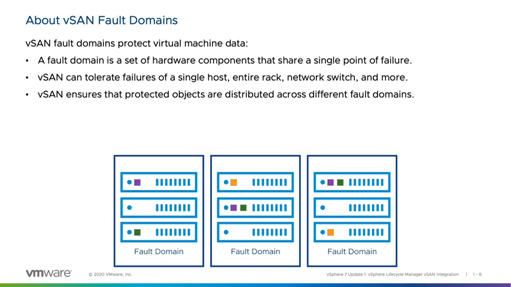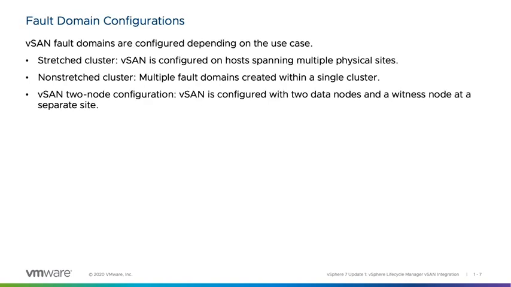vSAN fault domains can be configured in a variety of ways. We can have a stretched cluster where vSAN is configured on hosts spanning multiple physical sites. We can have fault domains created within a single cluster in a single physical site. And we can do a vSAN 2-node configuration where vSAN is configured with 2 data nodes and a witness node at a separate site.